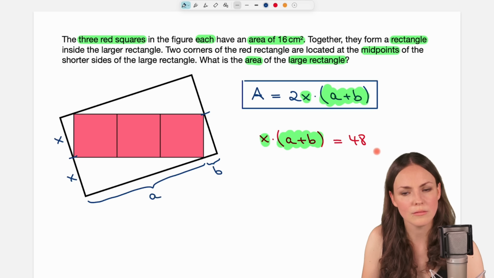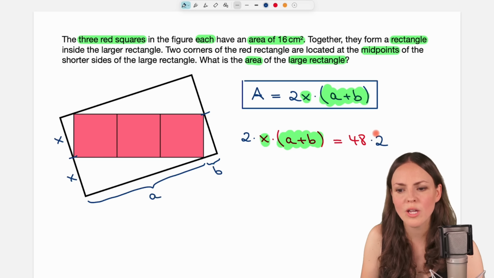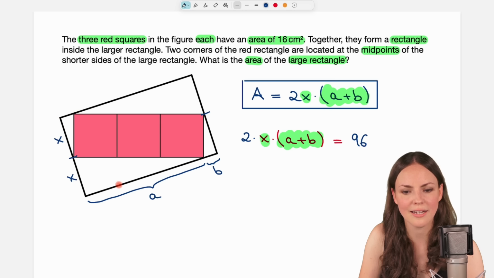But this is an equation. We can multiply both sides of the equation by 2 if we want to, so let's do it. We multiply by 2 here, same thing on the other side. On the left side, this is exactly now this formula. And the other side, we can calculate this. 48 times 2 is equal to 96. So the area of our large rectangle is 96.